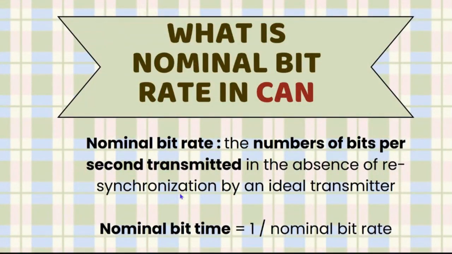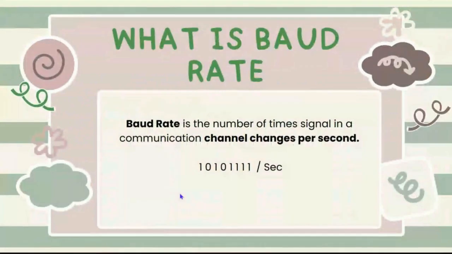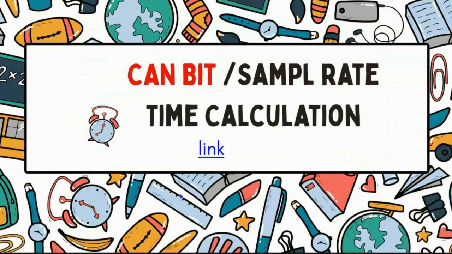What is nominal bit rate in CAN? Nominal bit rate is the number of bits per second transmitted in the absence of resynchronization by an ideal transmitter. So one bit will be transferred at a nominal bit time. What is bit rate? Bit rate is how much data we are transferring per second. What is baud rate? Baud rate is the number of times the signal is communicated in the channel per second.